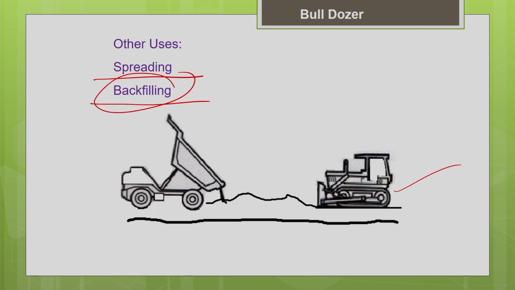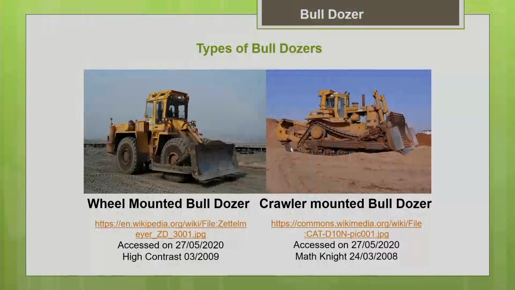Then backfilling. When you excavate a trench, for example for pipe laying, with the help of the bulldozer you push the material into the trench. That is, you can backfill the trench. So there are different applications in a project site.